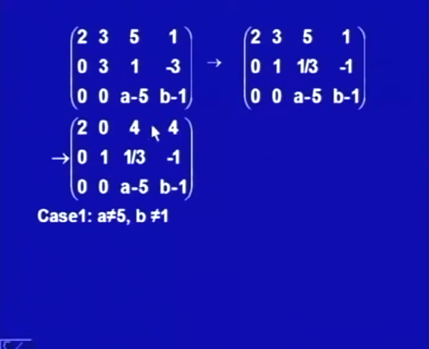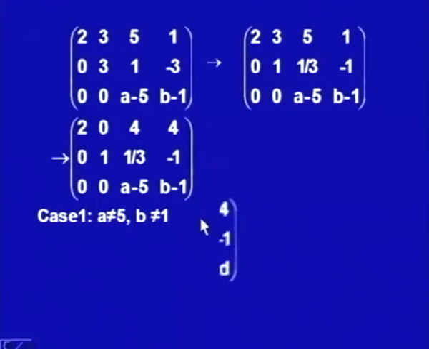And if a is equal to 5, so this row will be 0, and if b is not 1, then this system is actually equivalent to z into 0 is equal to b minus 1. b minus 1 is not 0. So, this equation does not have any meaning, and that is why this will not have any solution.